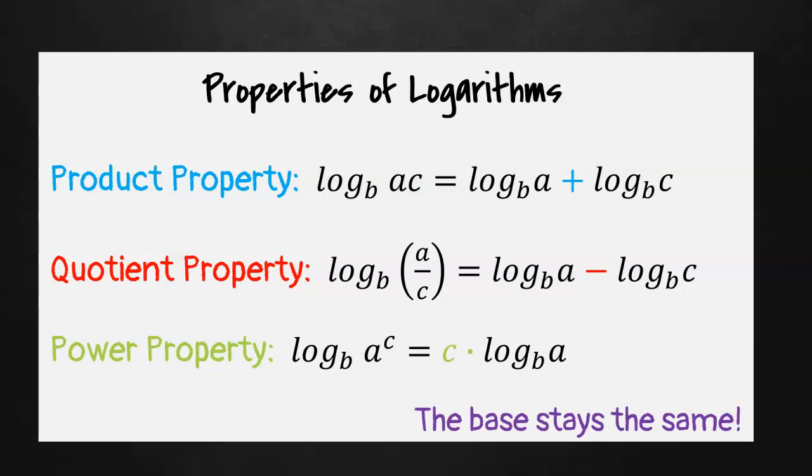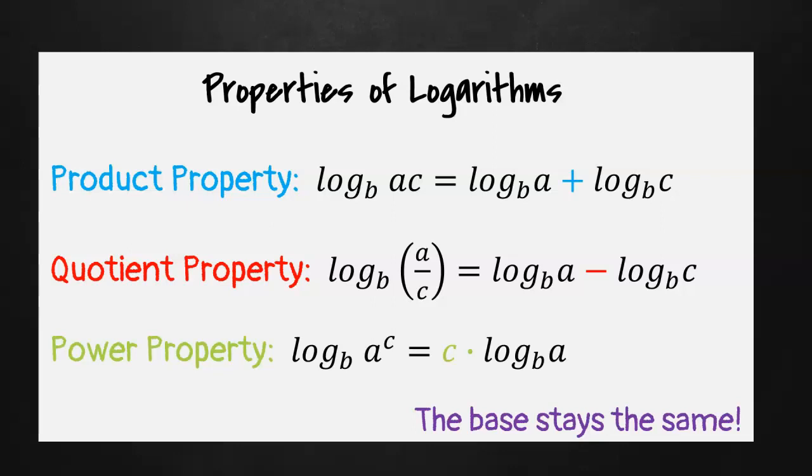When I think about the quotient rule, I can think about the log of a base, and in my argument, I have a fraction. So I can think about that being two different logarithms, same base, but the argument of A and the argument of C are in two different logs, and they're being subtracted from each other.